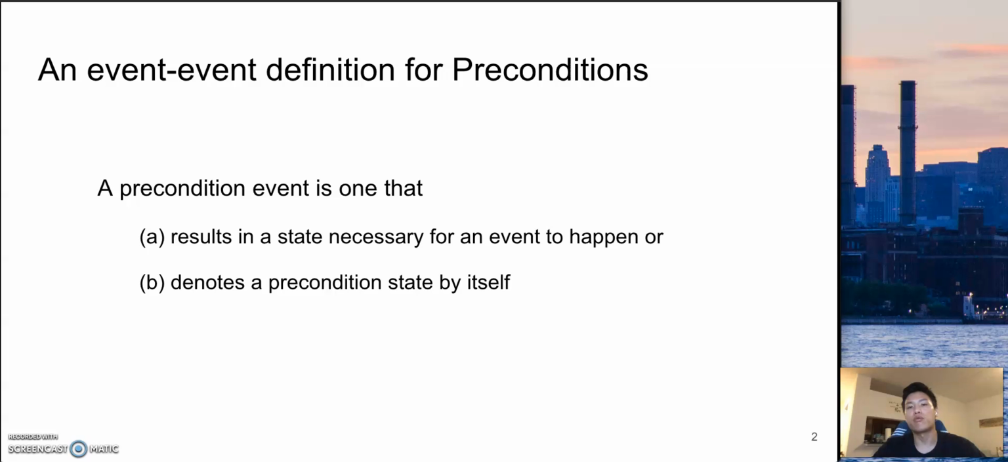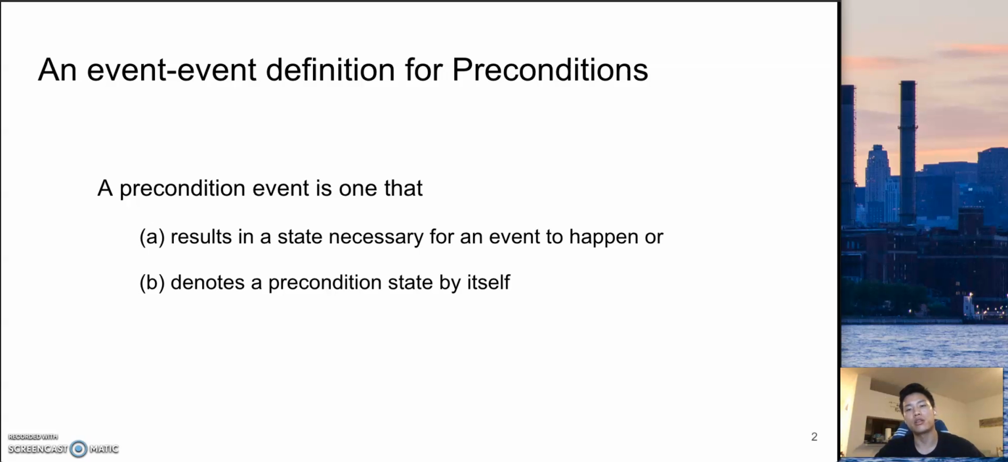First, let's define what precondition relation is. We assume that an event in text is any word that describes occurrence, action, process, or event state. And we define a precondition event as either resulting in a state necessary for an event to happen, or denotes a precondition state by itself.